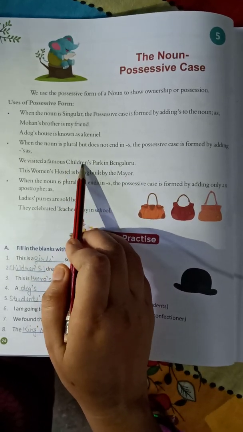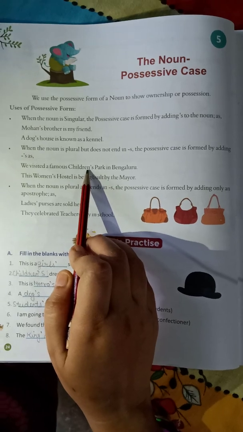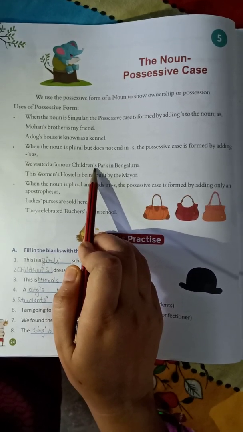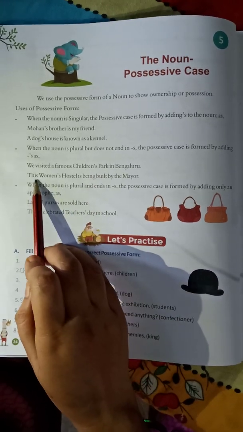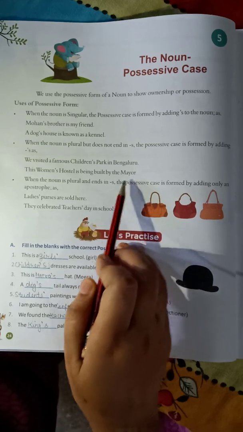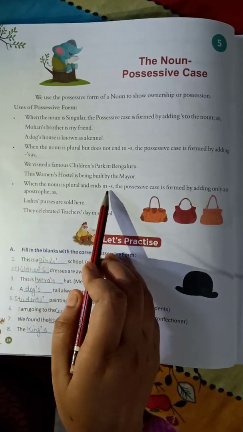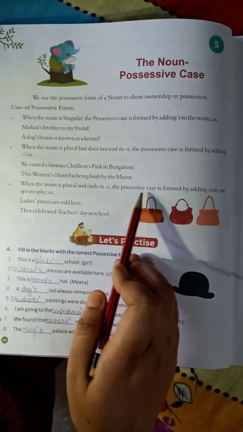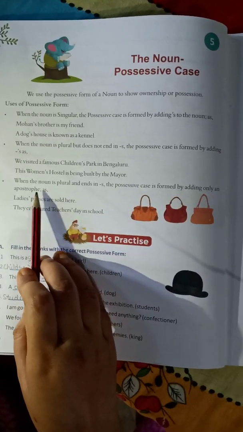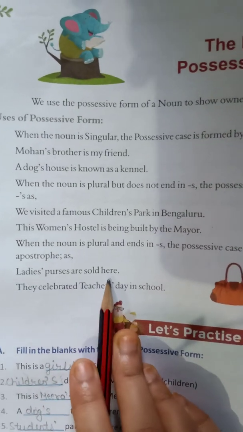Here children is a plural noun but doesn't end with s, so we use apostrophe s to form a possessive case. This woman's hostel is being built by the mayor. Last is when the noun is plural and ends in s, the possessive case is formed by adding only an apostrophe. Ladies' purses are sold here.